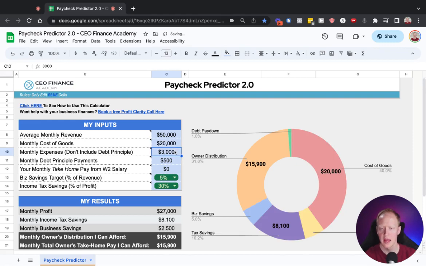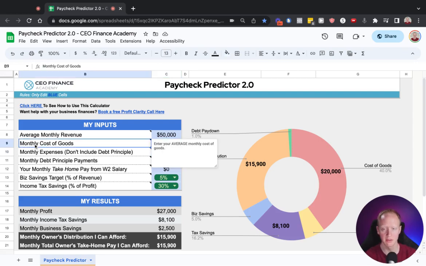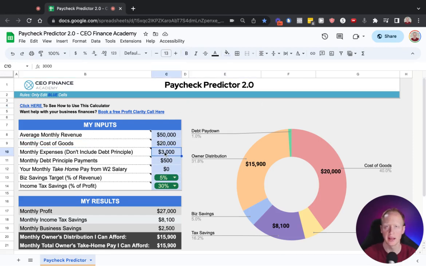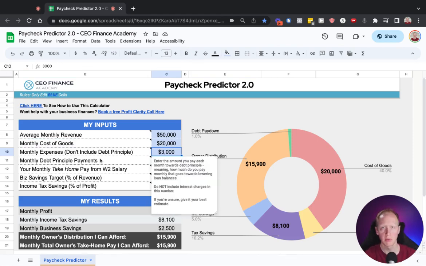Cool. Now, monthly expenses, this is going to be all of your actual expenses that would show up on your profit and loss statement under total expenses, okay? It is not including your cost of goods if you have a separate cost of goods. So this is everything like rent, payroll, utilities, software, maybe your salary if you're a W-2 employee of your business, etc. We just don't want to include principal debt payments.